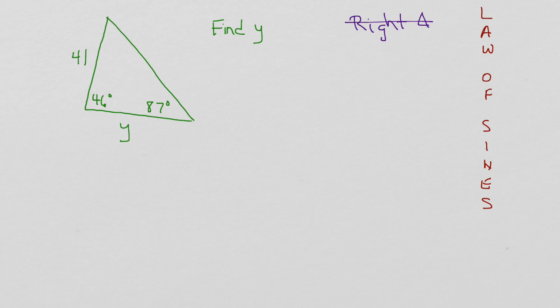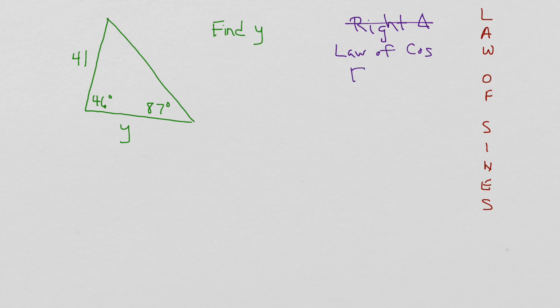And to know it's not law of cosines, remember, law of cosines requires all three sides. That means either all three sides have to be given, or you need two sides and you need to find the other side. In this case, we only have one side, so law of cosines would be out. So therefore, we have law of sines.